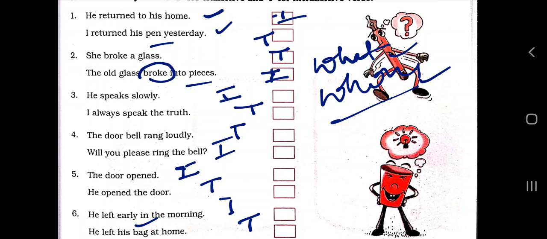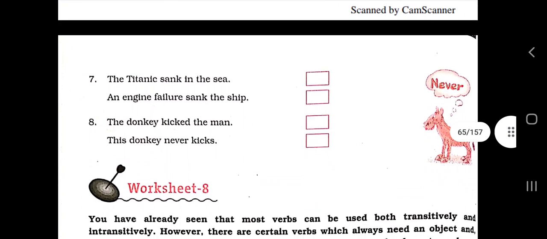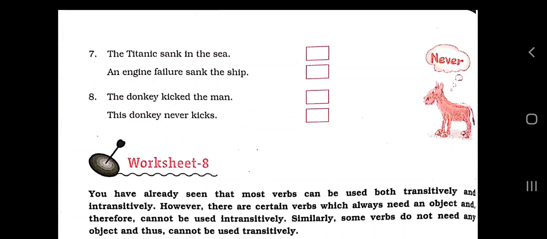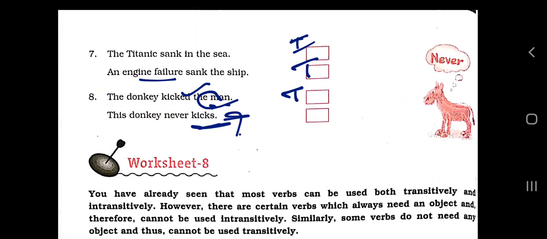So read the question properly and fill it. There are more questions, it seems. Okay. The Titanic sank in the sea. What sank? Titanic sank. This is intransitive. And an engine failure sank the ship. What sank the ship? The engine failure. So this is transitive. The donkey kicked the man. So this is transitive. There is an object. The donkey never kicks. No object is being followed.